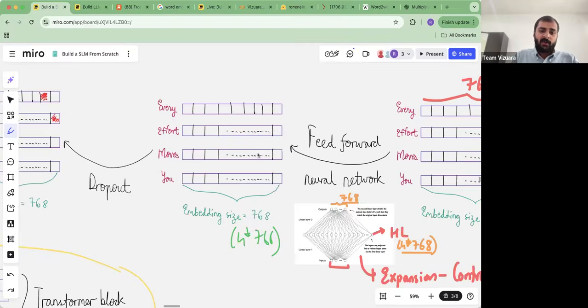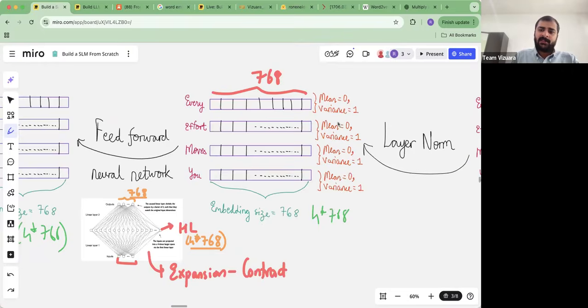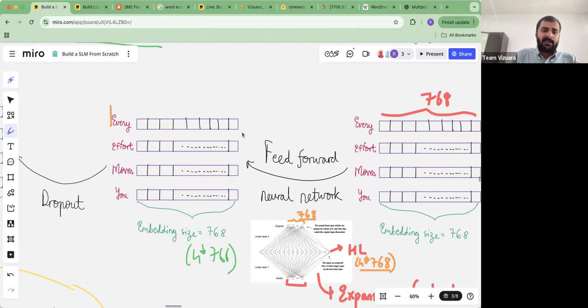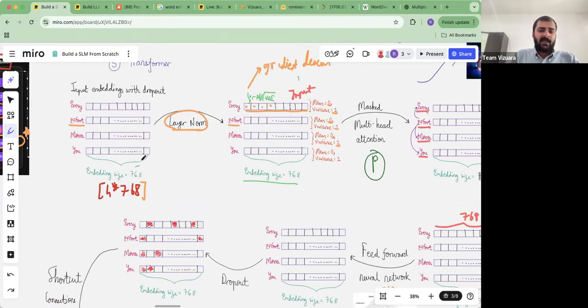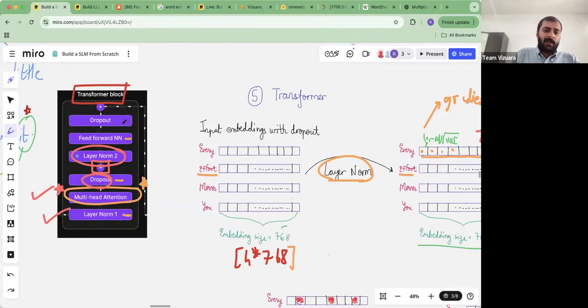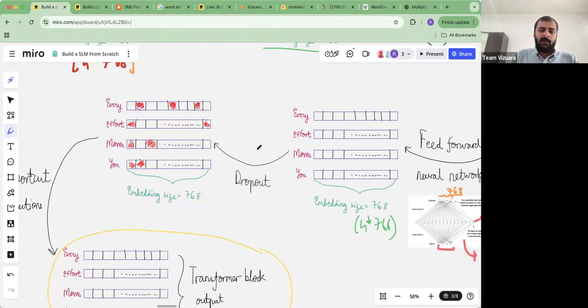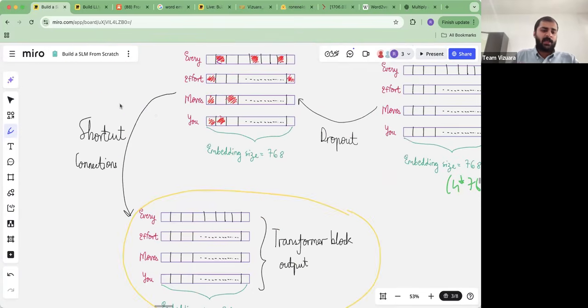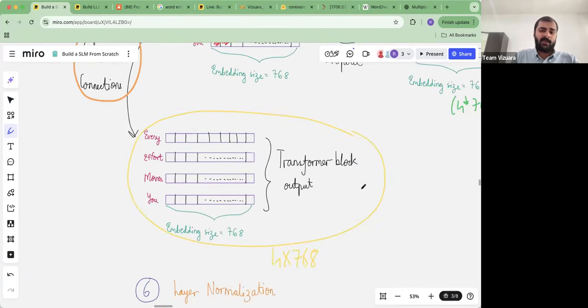Once we come out of the neural network, remember the size remains the same because 768 goes through 4 into 768 and comes back to 768. So for every token, the size still remains 768. We started at 4 into 768, and by the time we are here, we are still at 4 into 768. Then we apply one more layer of dropout, which randomly masks certain elements. We have another shortcut connection, which remember is just another path for the gradient to flow. And then we come out of the transformer block. That's it. This is the whole transformer block.